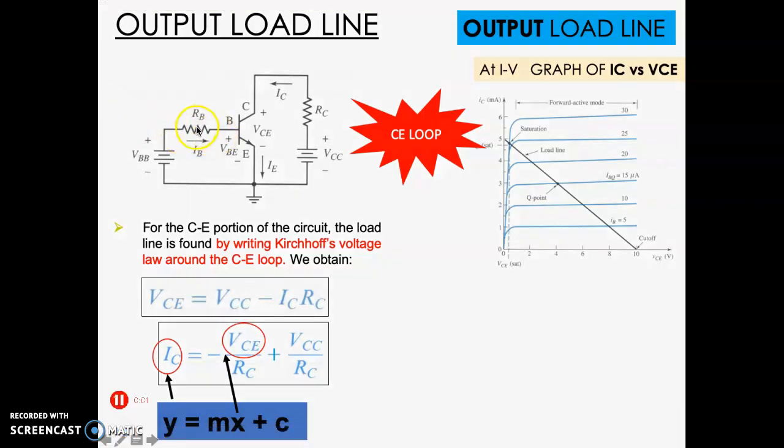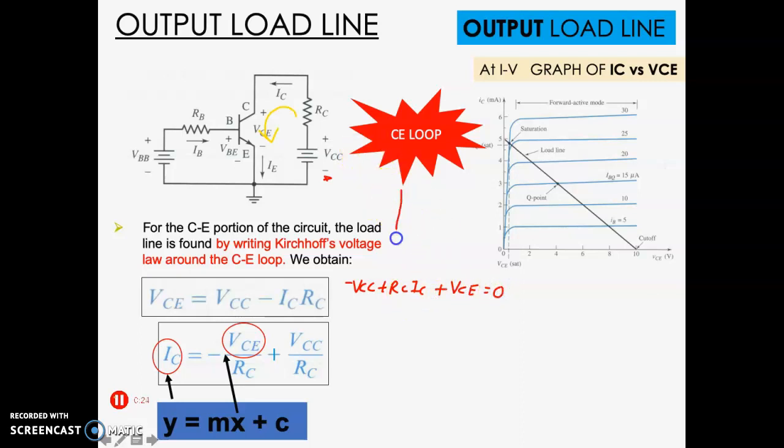Okay, now let's continue on the output load line. So now your output load line is focusing on your CE loop, and the input load line focuses on the BE loop. So what is the equation of KVL at your CE loop? Starting from here, minus VCC plus RC IC plus VCE equal to 0.